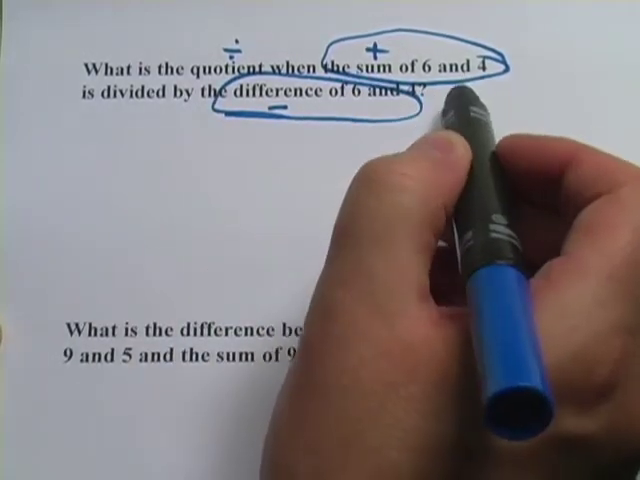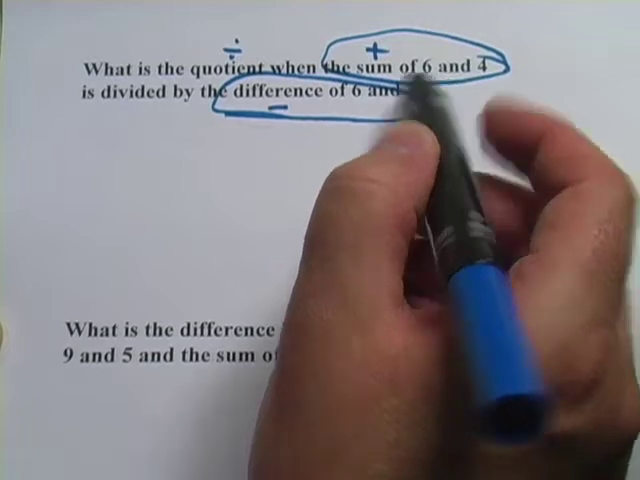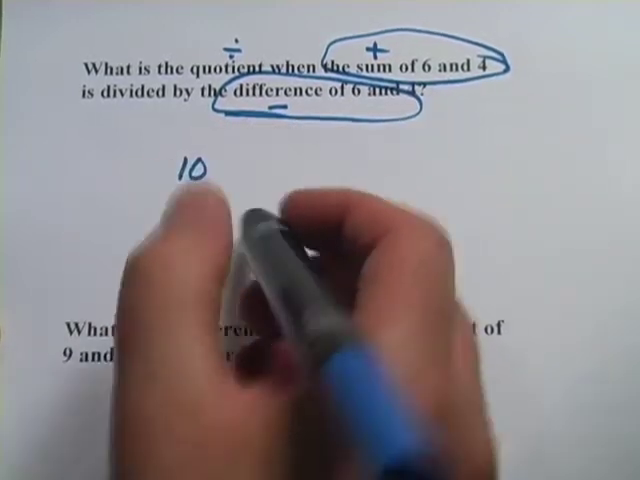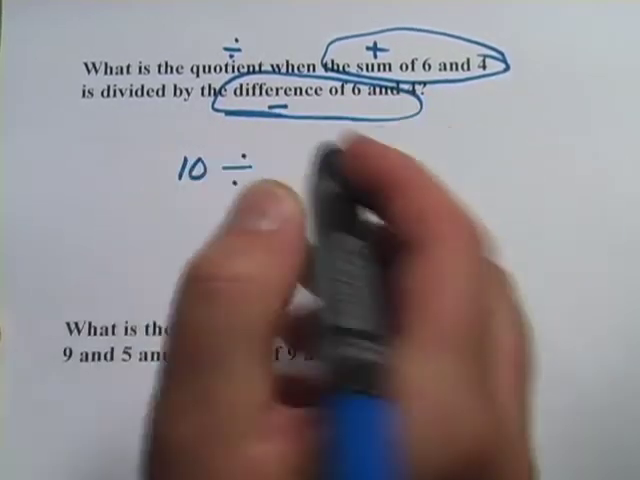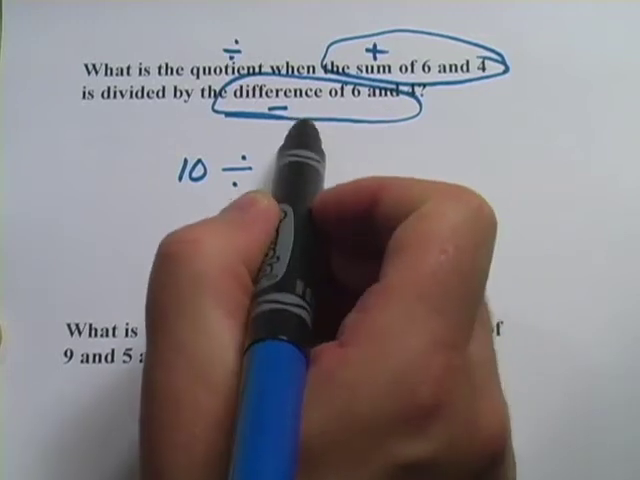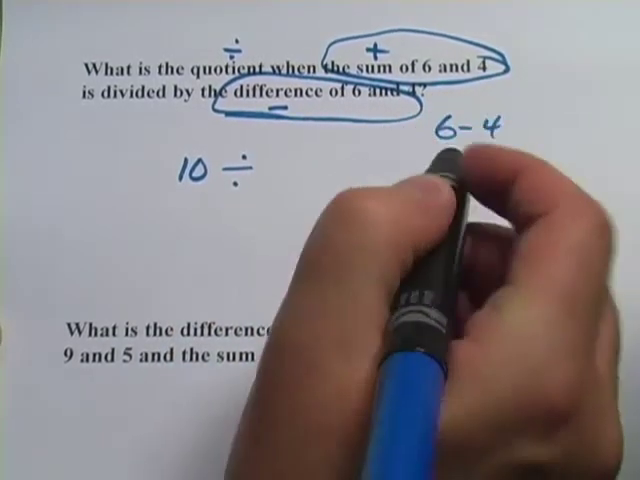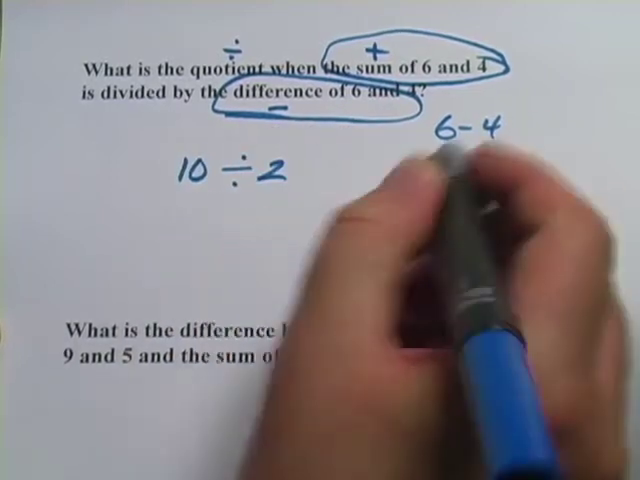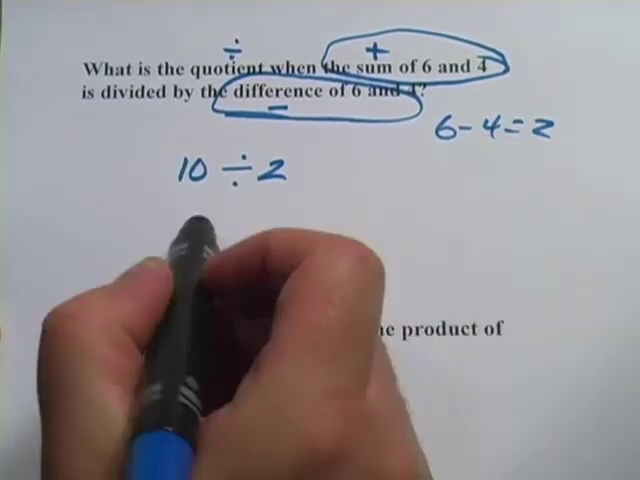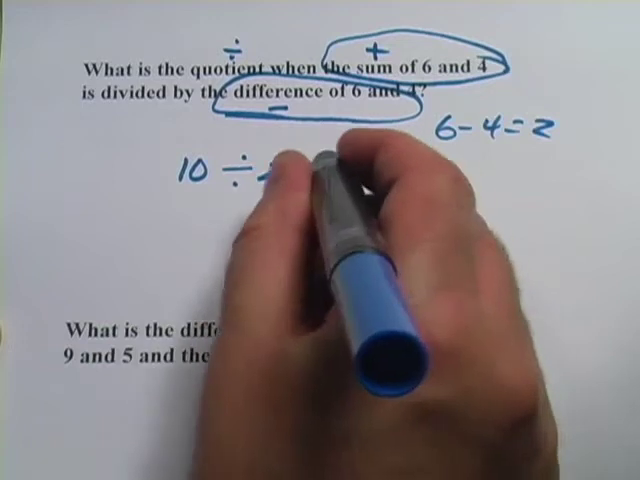So what is the sum of 6 and 4? Well, that's when you add 6 and 4, so that's 10. And now we want to divide it by the difference of 6 and 4. Well, that's when you subtract 4 from 6. And that would be 2. 6 minus 4 equals 2. 10 divided by 2 is 5.